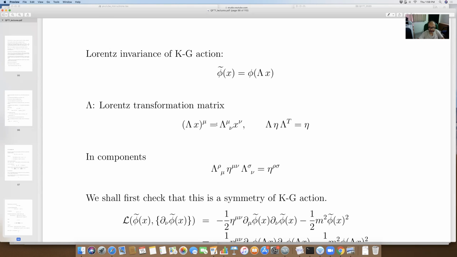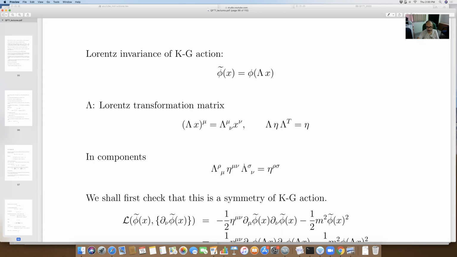This matrix lambda satisfies lambda eta lambda transpose equal to eta. You may have encountered this matrix from the Lorentz transformation, but this is exactly what a Lorentz transformation matrix does. In components, this can be written as lambda rho mu, eta mu nu, lambda sigma nu is equal to eta rho sigma. Writing one index up and one index down is, at this stage, a matter of convention, but it's a useful convention because, by writing it this way, whenever you have a repeated index of this kind, you always have one up, one down. And that makes the proof of Lorentz invariance explicit.